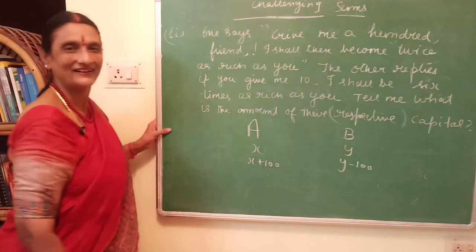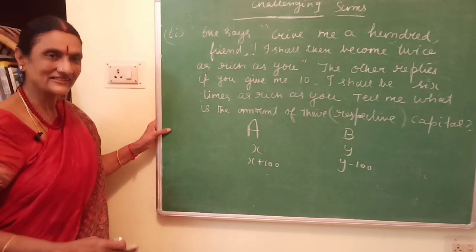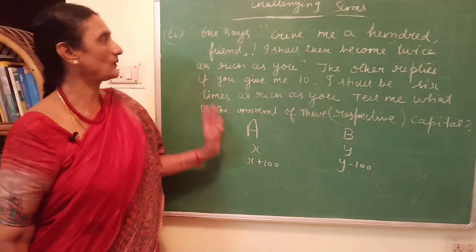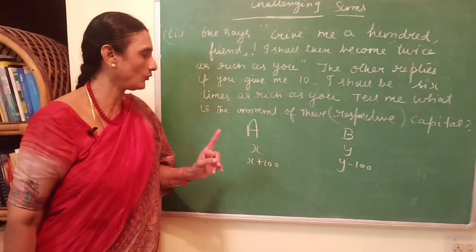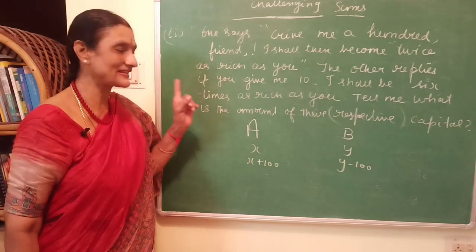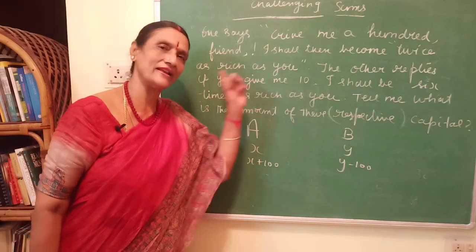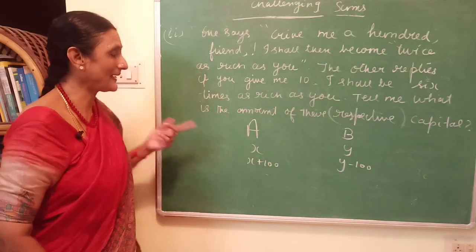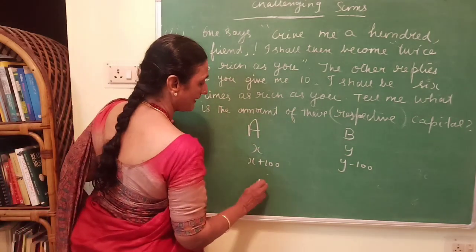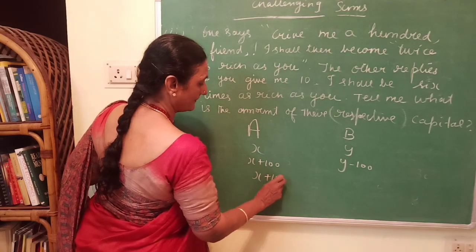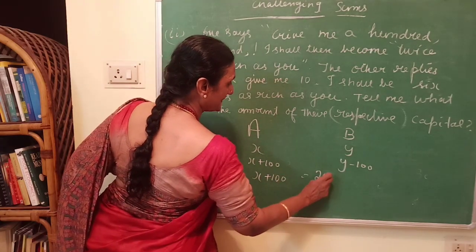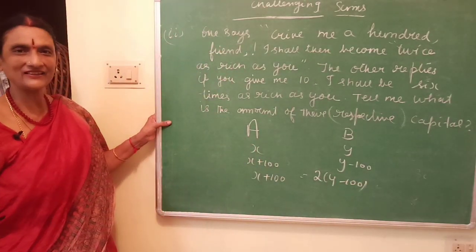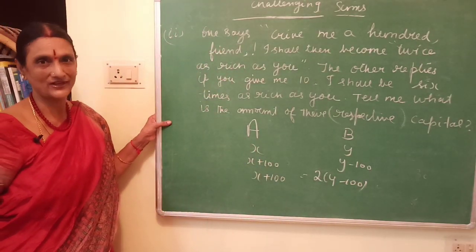Alright? Are you understanding? If that is the case, what will happen? I shall become twice as rich as you. Who will become twice as rich? A will become twice as rich as B. Okay, so what is the comparison? X plus 100 will be 2 times Y minus 100. Are you understanding? This is the first situation.